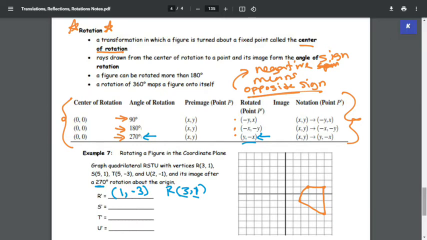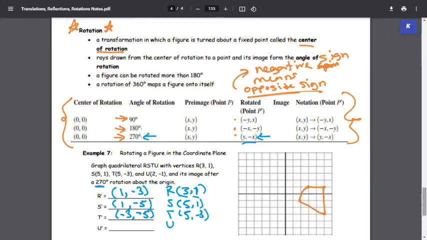For example, S is (5, 1). I'm going to swap those, in my mind, so I get (1, 5). Then my x, which was originally this 5, is going to become negative, so negative 5, and then the 1 there is going to be my new coordinate. Let's take a look at T. T is over here at (5, negative 3). My 3 is going to be my y, and that's not changing, so that's going to be a negative 3 there. Then my 5 is going to flip over and change sign, so it's going to look like that.